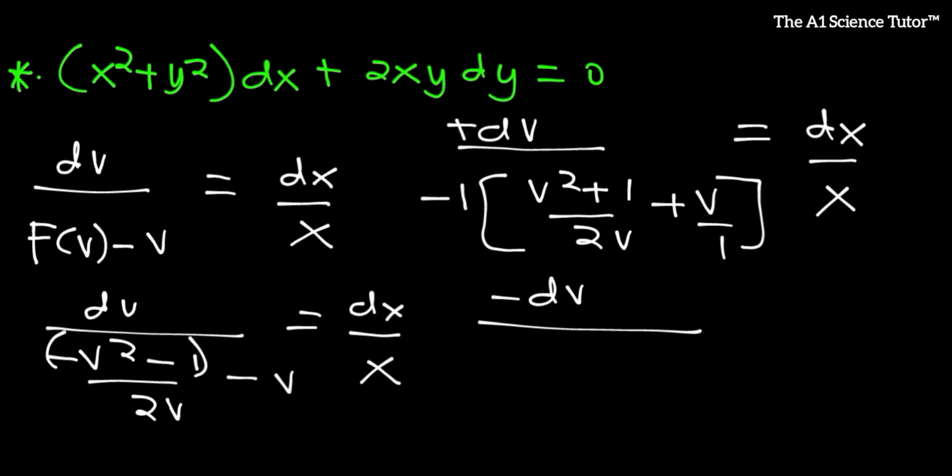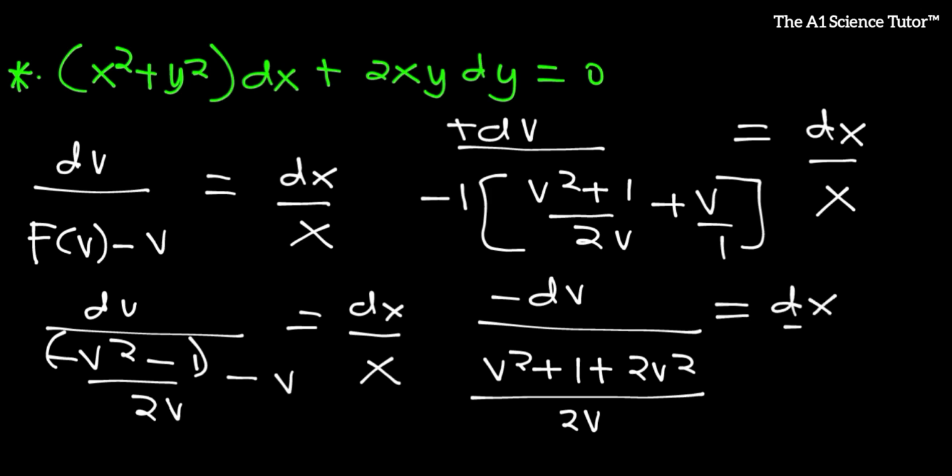So here we have it as 1. So the LCM between 2v and 1, that is actually 2v. So I'm going to write it there. Okay, so if we have 2v divided by 2v, that is going to give us a 1. So this should be v squared plus 1. And if you have 2v divided by 1, that is going to give you 2v. If you multiply 2v by v, that is going to give you 2v squared. So this will be 2v squared. This is equal to dx divided by x.